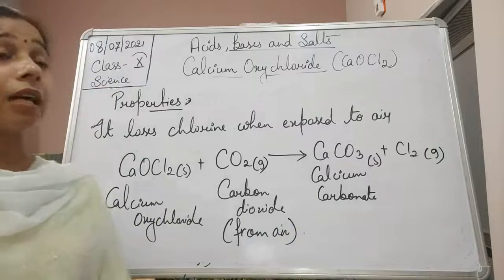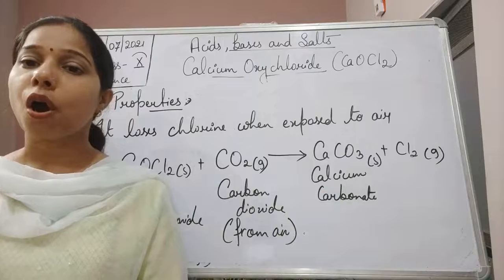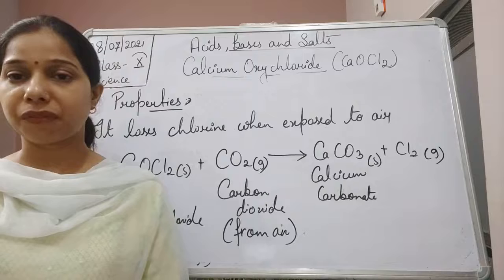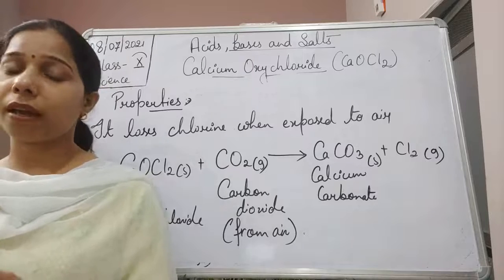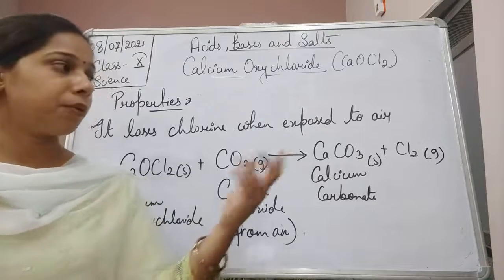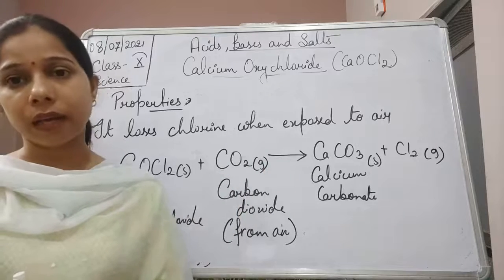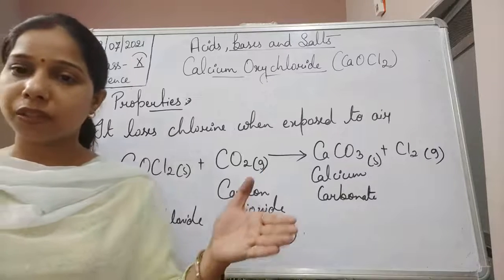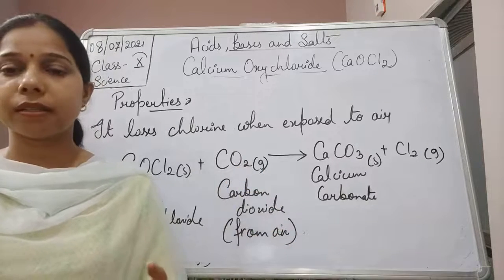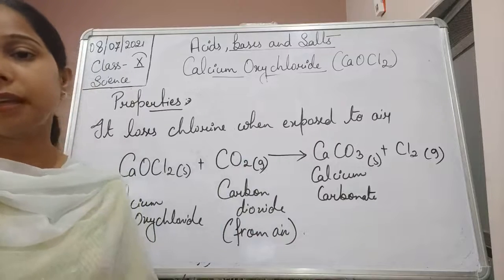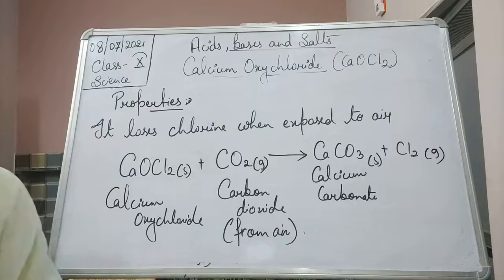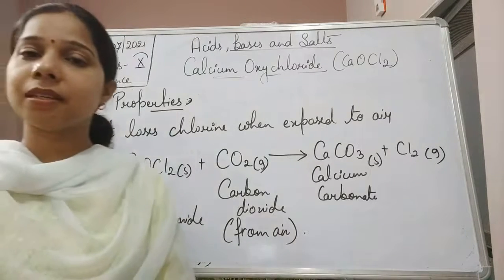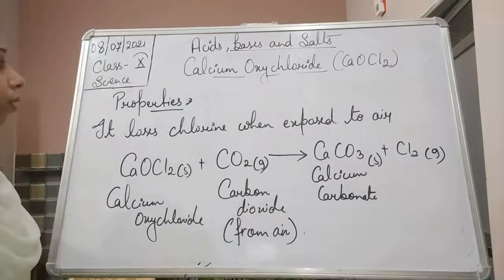So these are some of the properties of calcium oxychloride, student, in which we have understood what will happen when it reacts with different compounds, including when it is exposed to the air, reacting with the carbon dioxide, losing the chlorine gas, as well as the same thing happening when it reacts with the dilute acid. It will react with hydrochloric acid or sulfuric acid, and ultimately it will release the chlorine gas. Okay, so these are some of the properties of calcium oxychloride. Now let us see some of the uses of calcium oxychloride, student.